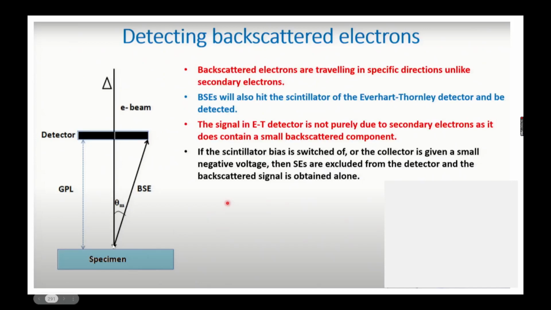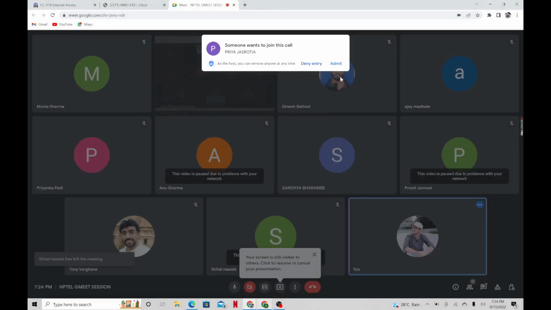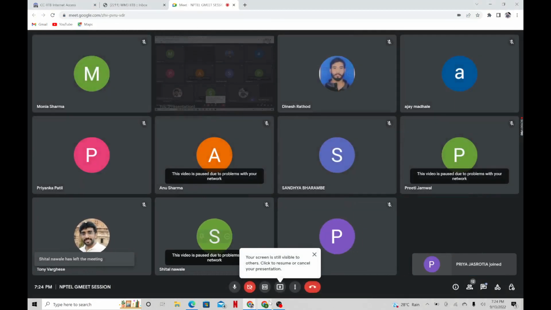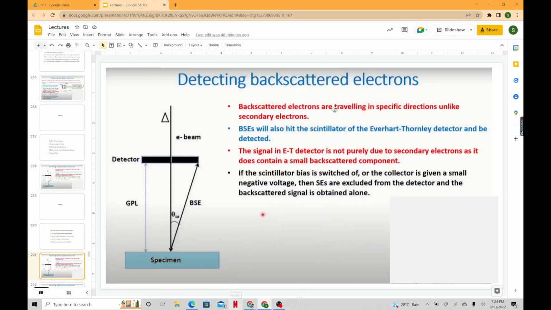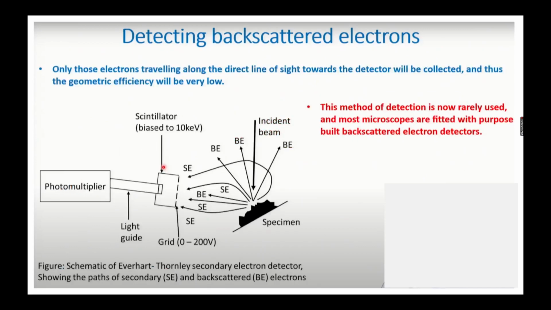It is very near to the direction of the incident electron beam. So it will go either in the same direction or deviate by a very small angle.